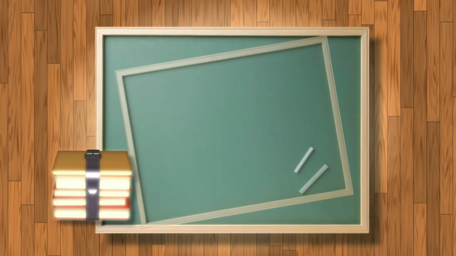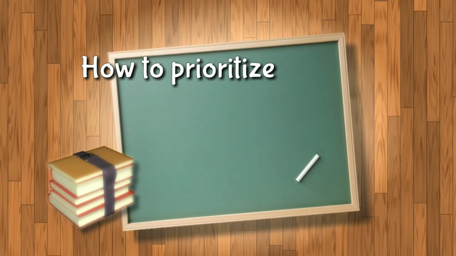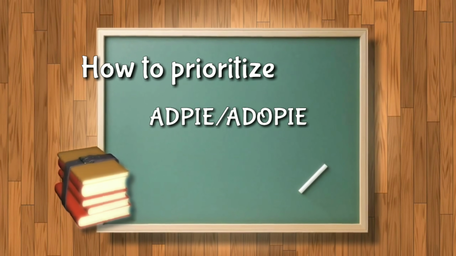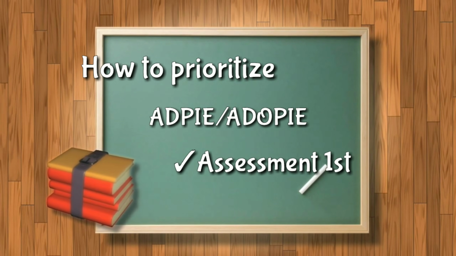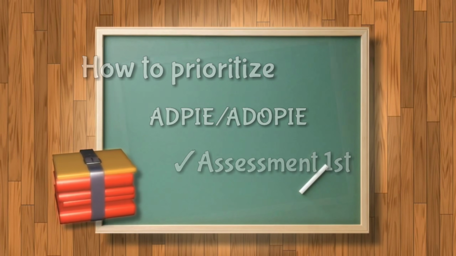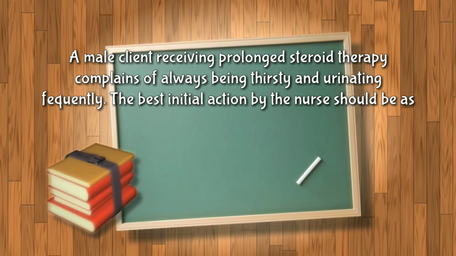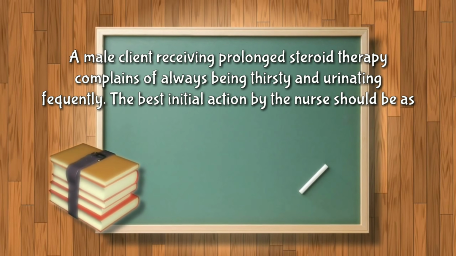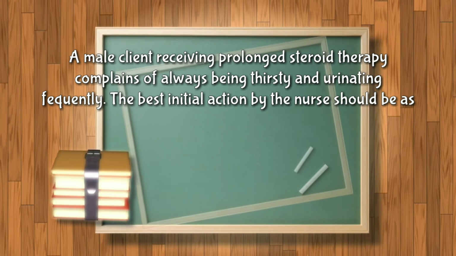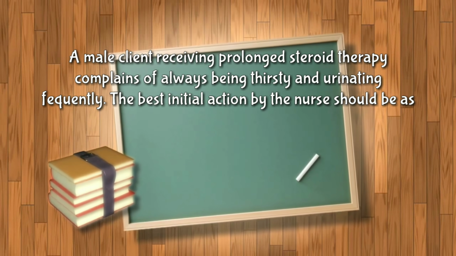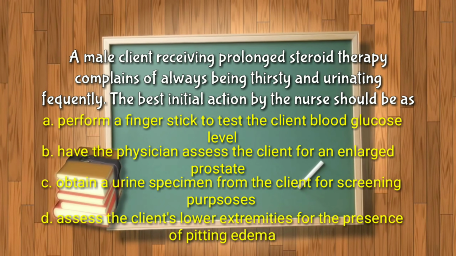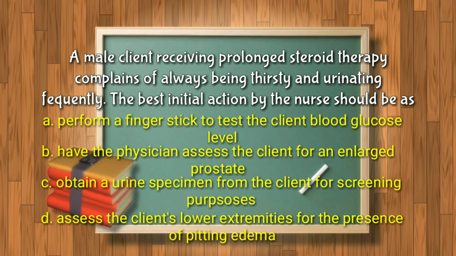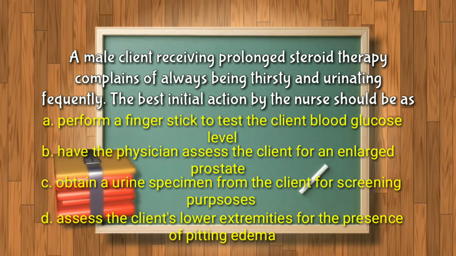Another strategy is you must know how to prioritize. You must have the basic knowledge of ADPIE or ADPIE. You must know that assessment always comes first. So here is an example. A male client receiving prolonged steroid therapy complains of always being thirsty and urinating frequently. The best initial action by the nurse should be as. So by just reading again the question, you are searching for the best initial action for a client that is always being thirsty and urinating frequently.